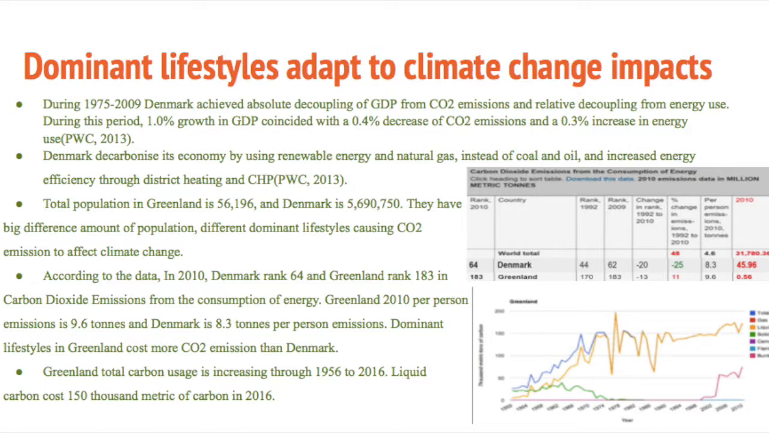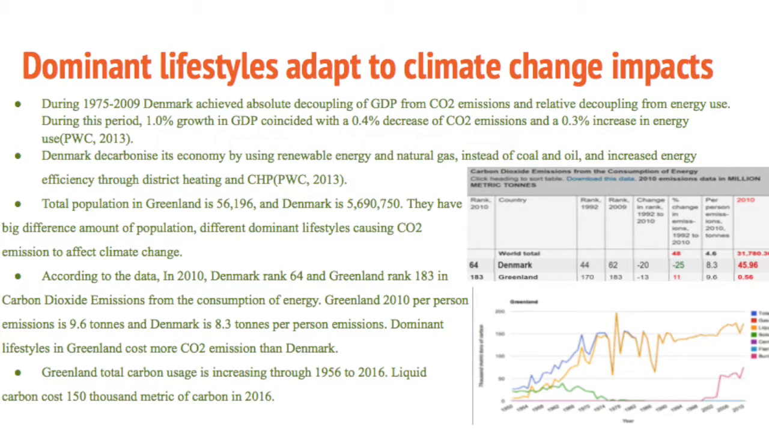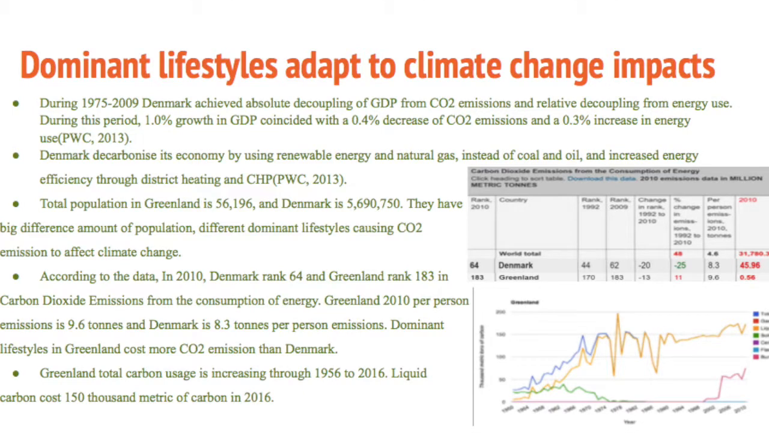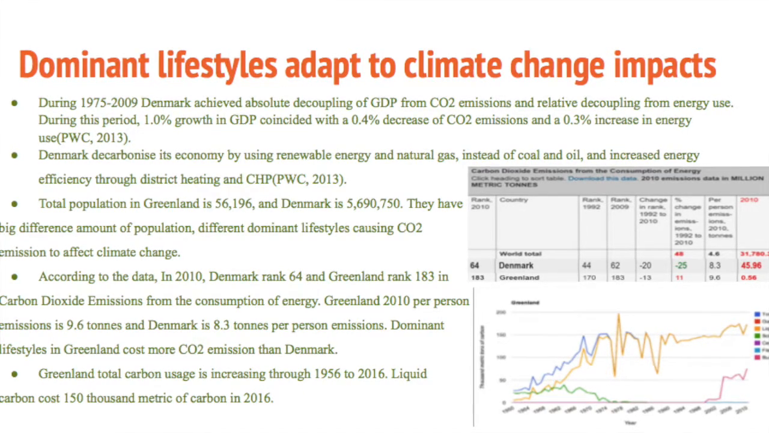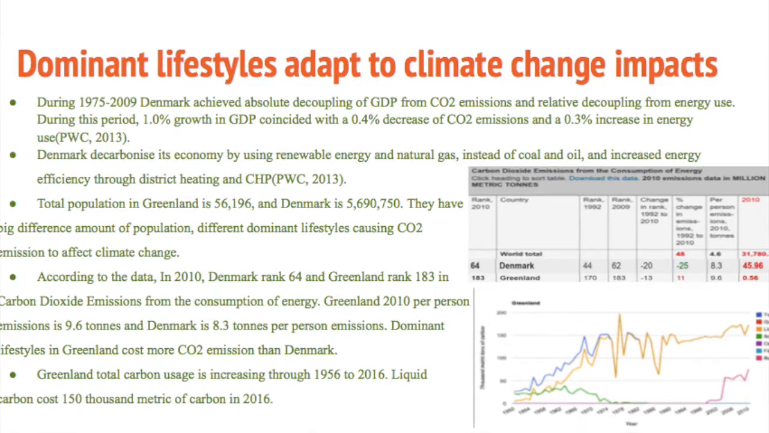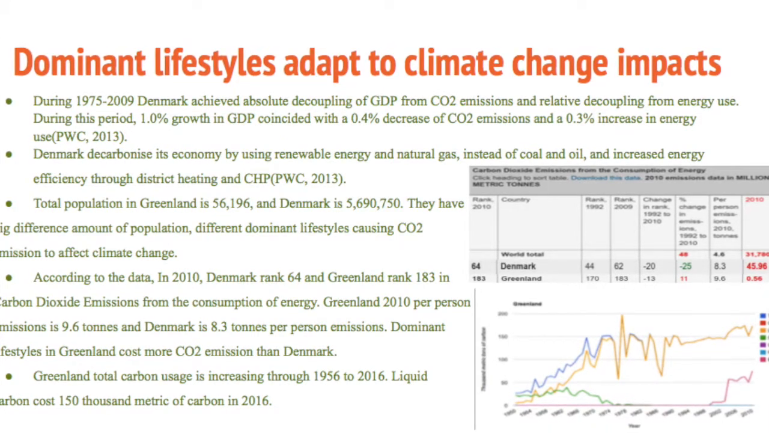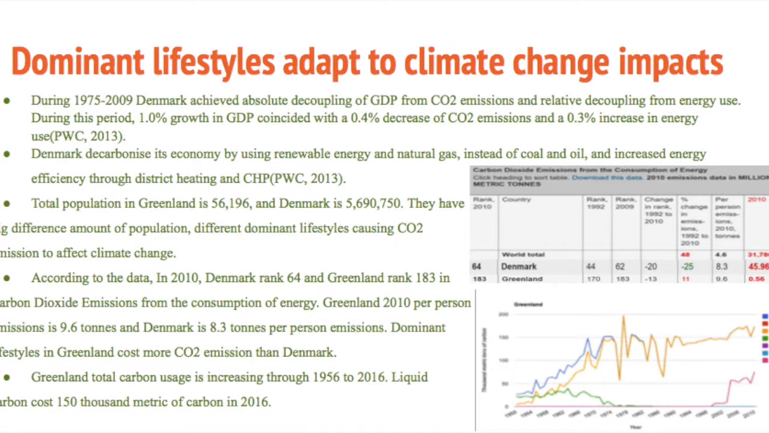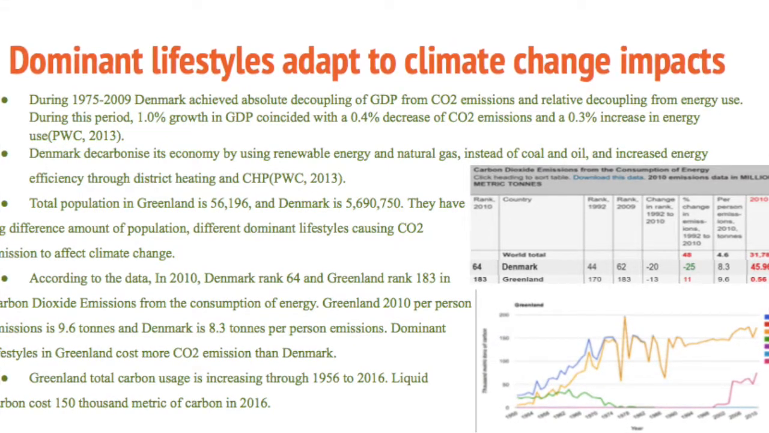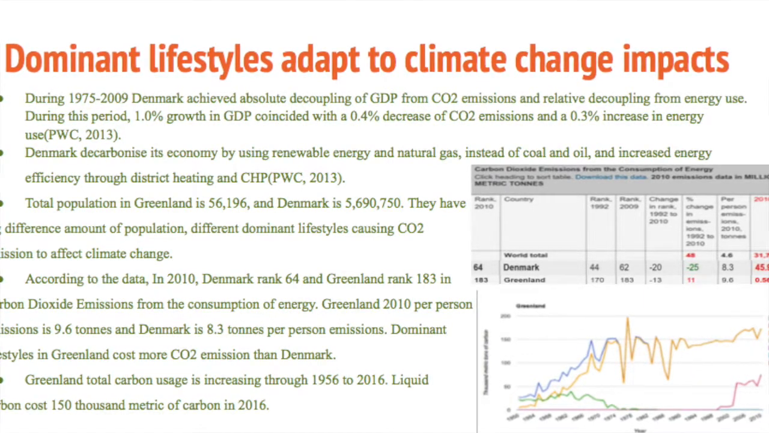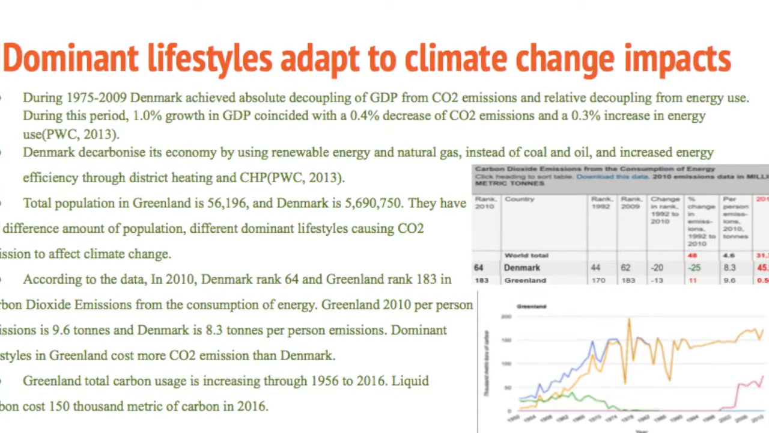Community lifestyles adapt to climate change impact. During 1970 to 2009, Denmark achieved absolute decoupling of GDP from carbon dioxide emission and relative decoupling from energy use. During this period, a 1% growth in GDP was connected with a 0.4% decrease of carbon dioxide emission and a 0.3% increase in energy use. Denmark decoupled its economy by using renewable energy and natural gas instead of coal and oil, and increasing energy efficiency through district heating and CHP.